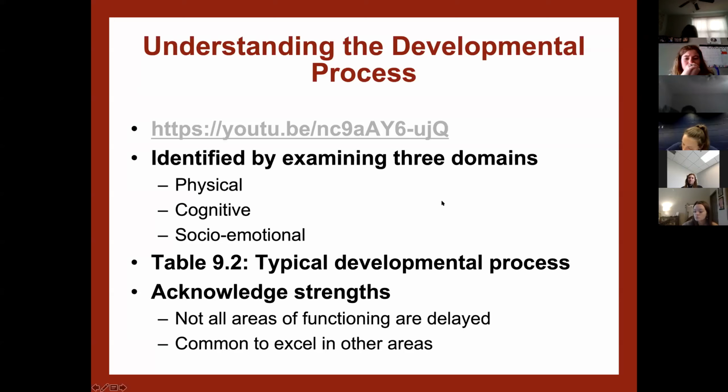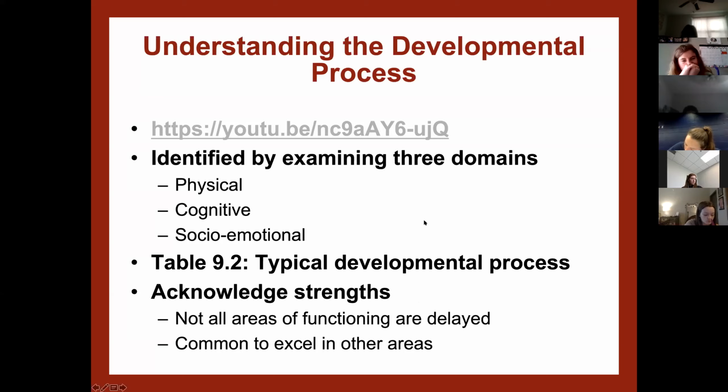There are different domains that you need to look at when you're identifying and examining someone with developmental disabilities. You're going to look at the physical side, the cognitive side, and the socio-emotional side. How do they work with other people? How are their emotions held in check and things like that? Table 9.2 has a typical developmental process in the book.